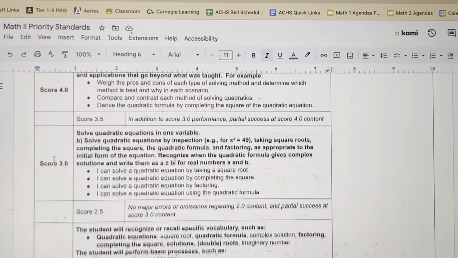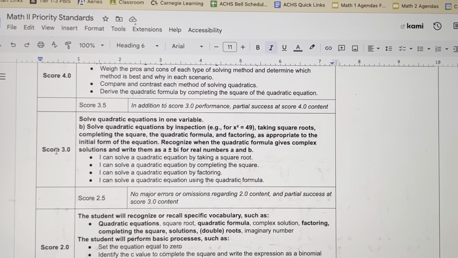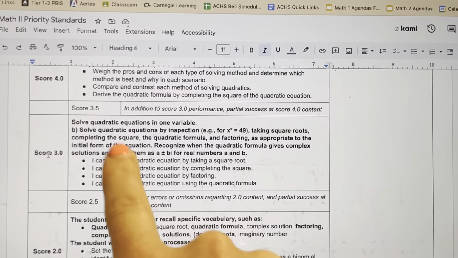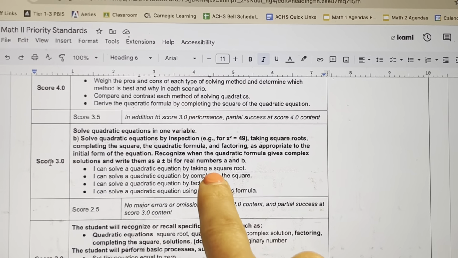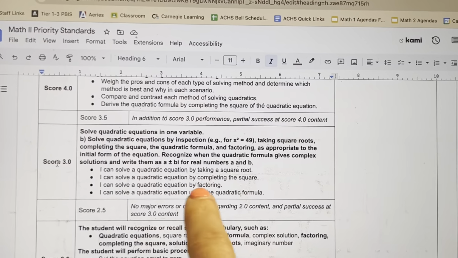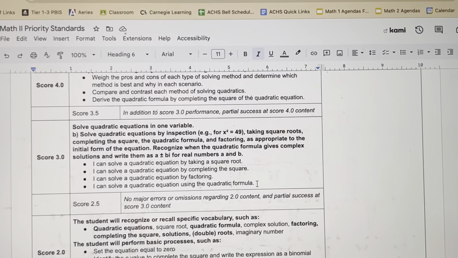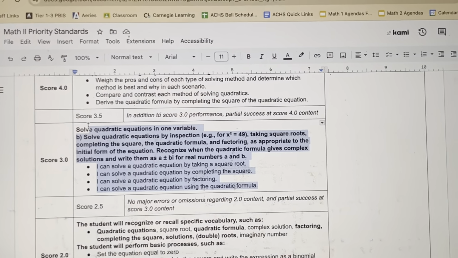I'm not going to worry about a score of 4, but I'm going to ask you guys to take some notes so I can tell you exactly what these bullet points mean. Solving a quadratic by taking a square root, by completing the square, by factoring, and by quadratic formula. These are the notes for today. So if you'd like to refer back to this, this is what I'm about to get at.